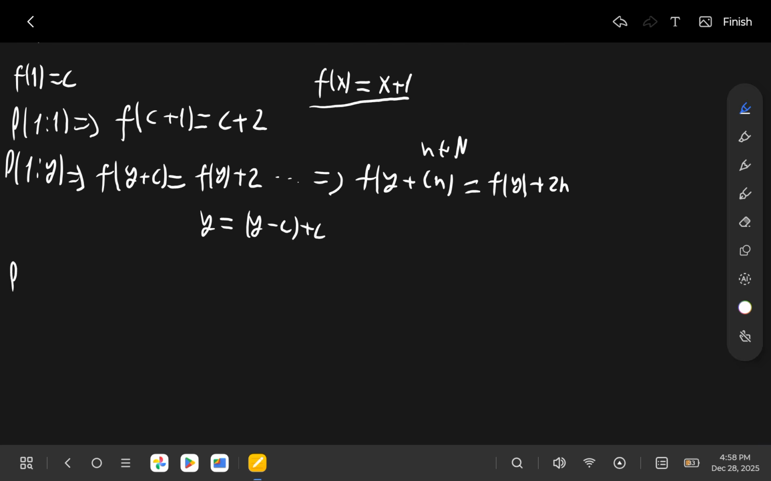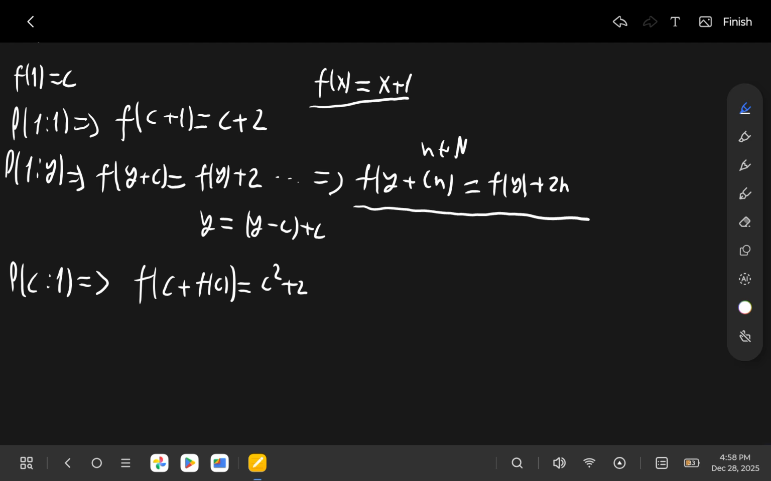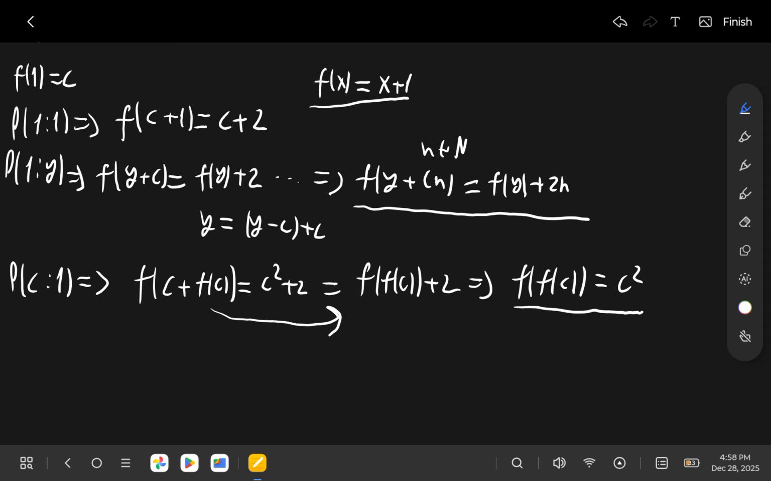And now let y equal to 1 and x equal to c, we get f(c) + f(c) equals c squared + 2. And since we have this, we get that this equals f(c) + 2. So we get that f(c) equals c squared. Remember this.